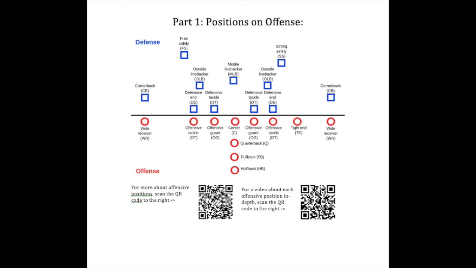On offense, skill positions require a player to pass, run, or catch the football and evade players on the opposing team. Skill positions include the halfback, fullback, quarterback, wide receivers, and tight end.